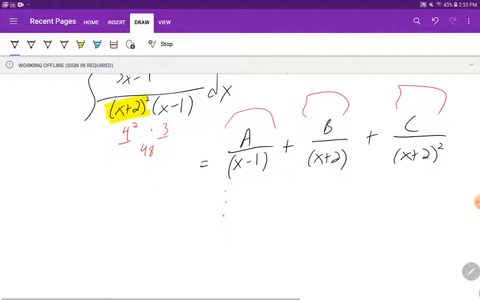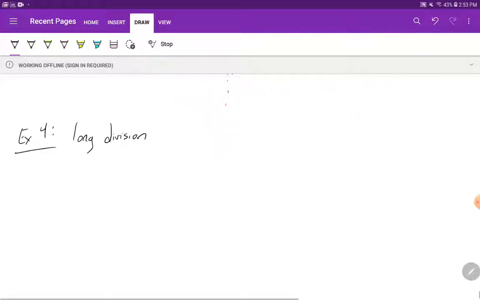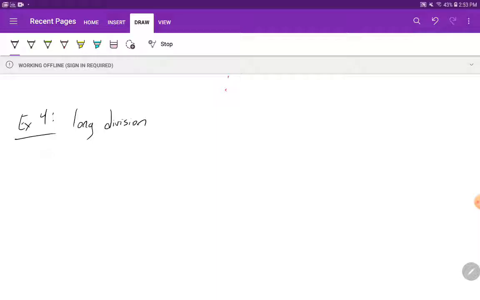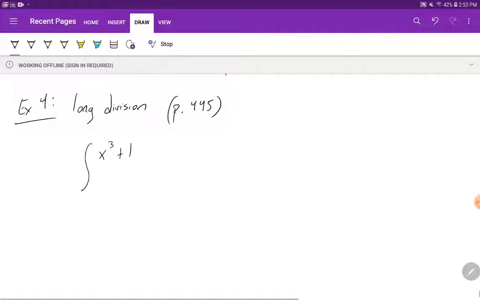The next example, number 4. Oh yes, this one. They titled it long division. I'll do the long division part, but I'm not going to do the partial fraction part because hopefully at this point you know partial fractions. It's on page 445. Once again, this is the PDF page, not the actual book page. We're looking at the integral of (x cubed plus 1) over (x squared minus 4) dx.